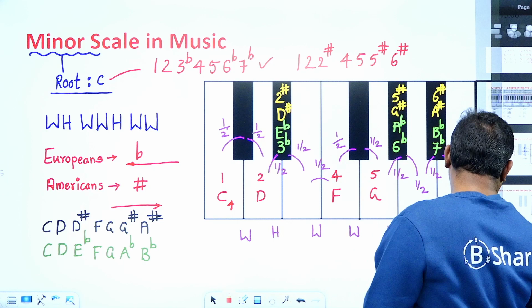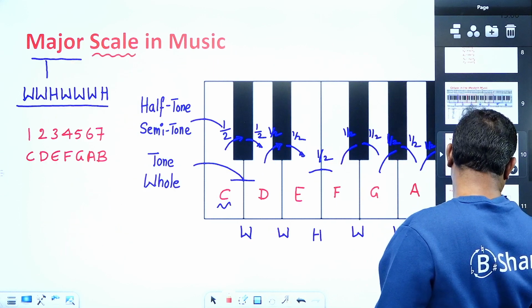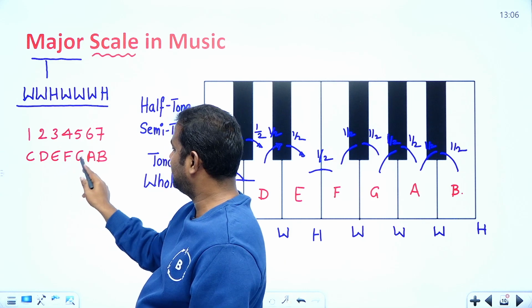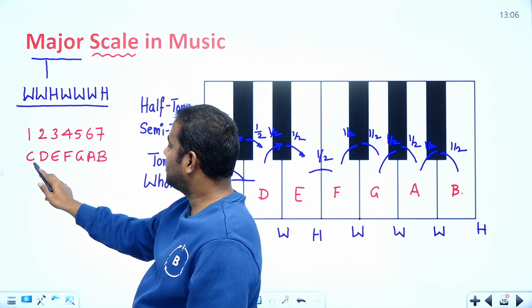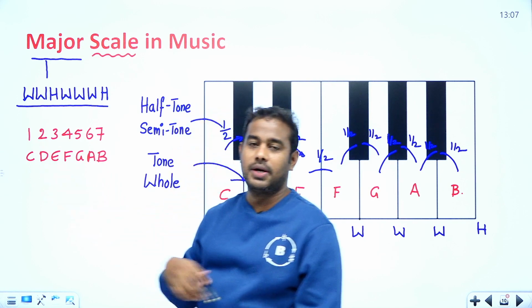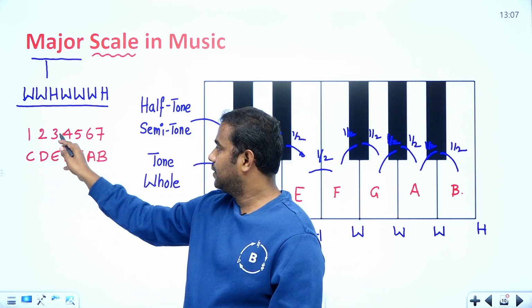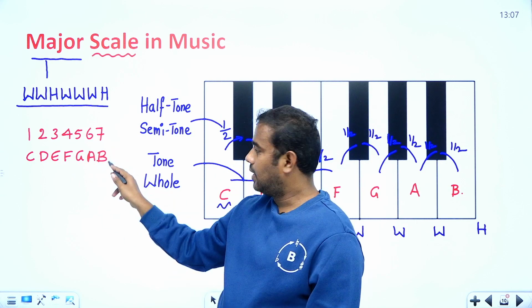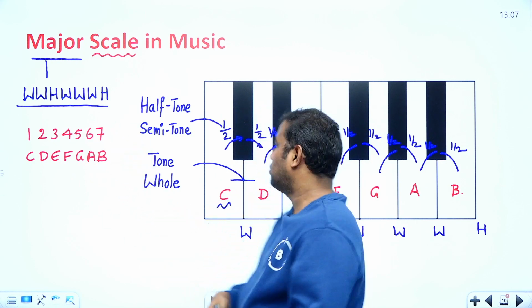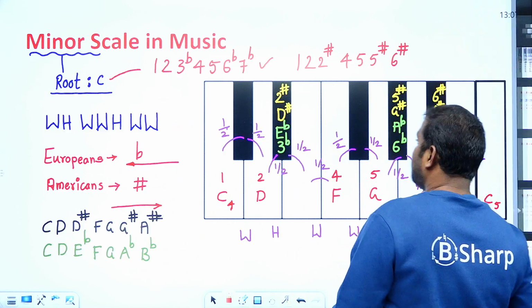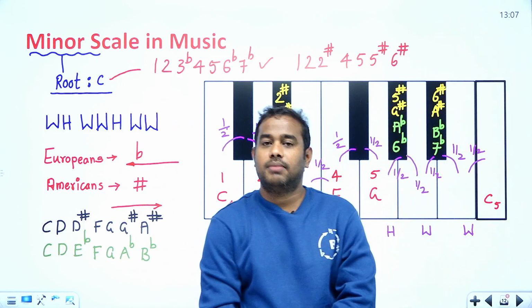In the previous case, when we were discussing the major scale, we were saying C, D, E, F, G, A, B. Or else instead of C, you can call it 1, instead of D you can call it 2, instead of E you can call it 3, and so on. So A will become 6 and B becomes 7. Likewise, you can try to remember the major scale or minor scale here.